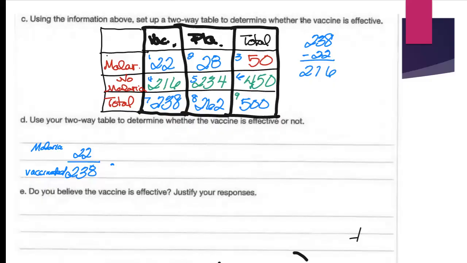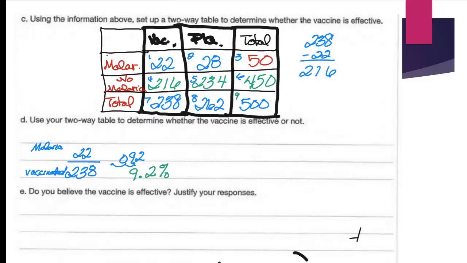I was going to say 0.9. That's really high. 0.09. What's the next number? Is there 24? So what is this as a percent? Two places to the right. This is 9.2% of all those who got vaccinated still got malaria.